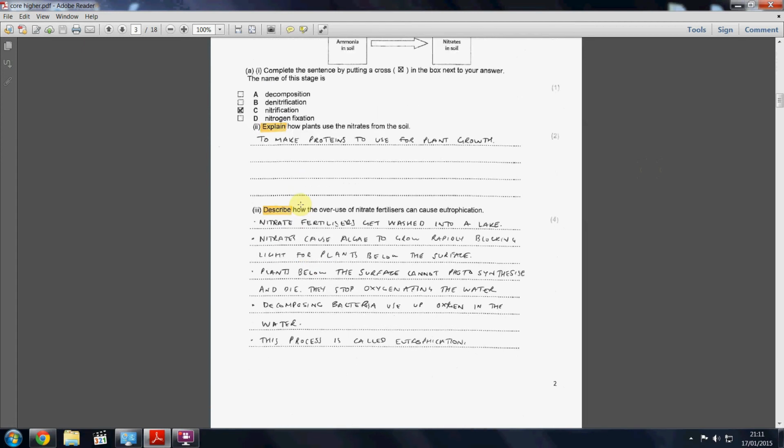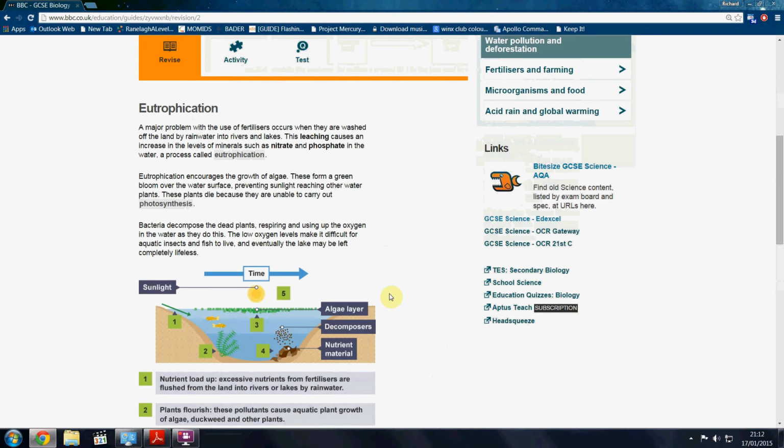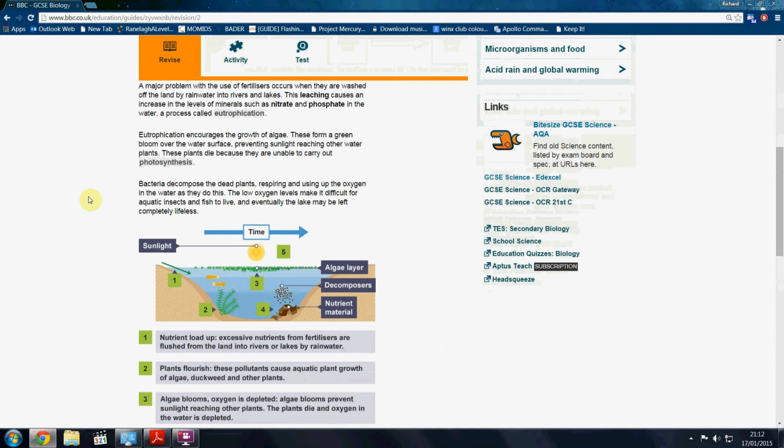Okay, part 3. Describe, there's the command word again, how the overuse of nitrate fertilizers can cause eutrophication. So you need to be familiar with the concept of eutrophication, and to do that we could have a quick look at the BBC Bitesize section on eutrophication. So here it is, and you can find the BBC Bitesize website with a link here if you need to, but it's pretty easy to Google.